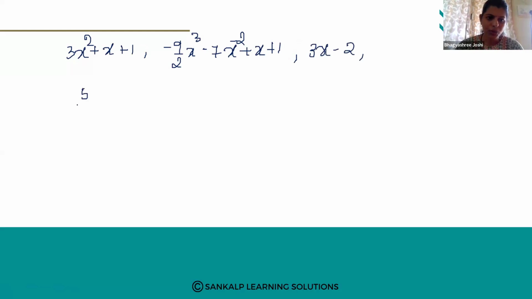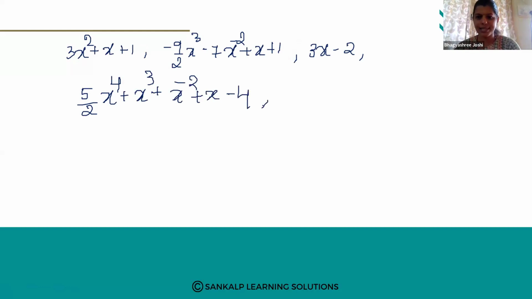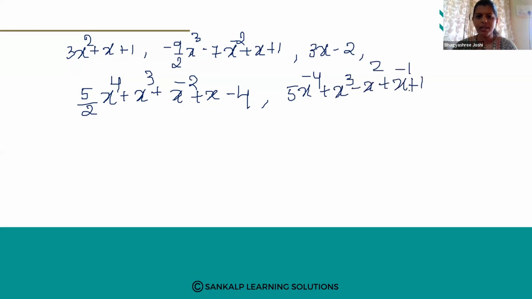Next, 5 divided by 2x raised to 4 plus x cube plus x raised to minus 2 plus x minus 4. This is another example. Next, 5x raised to minus 4 plus x cube minus x square plus x raised to minus 1 plus 1. So here I wrote some examples.